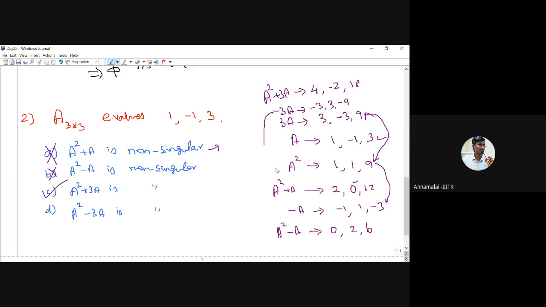Now add the eigenvalues of a square and 3a. What will you get? So I think, am I correct? Yeah. So here we have plus 9, minus 9, and then plus 9. Okay, therefore the sum is 0. Therefore the determinant is 0, so it is a singular matrix. Therefore the last one is false.